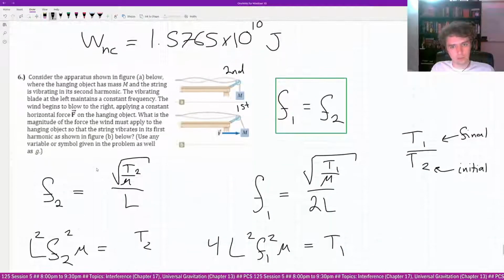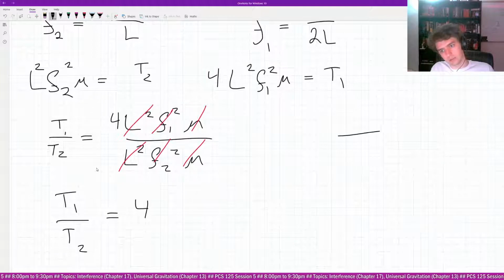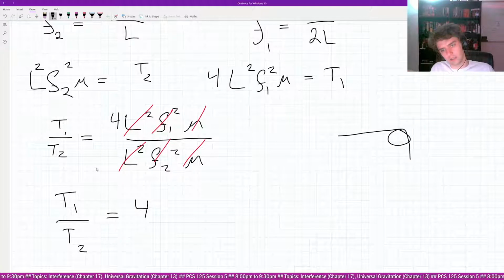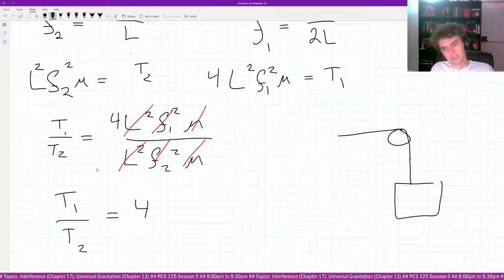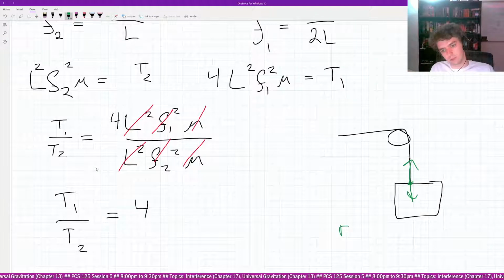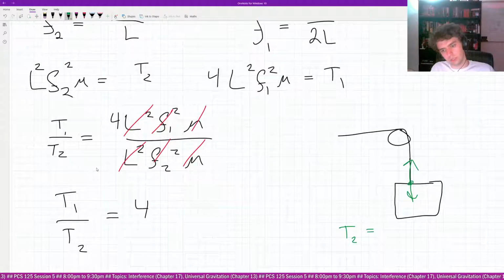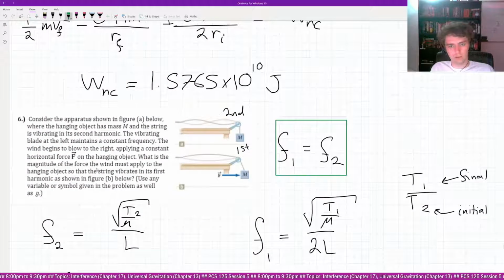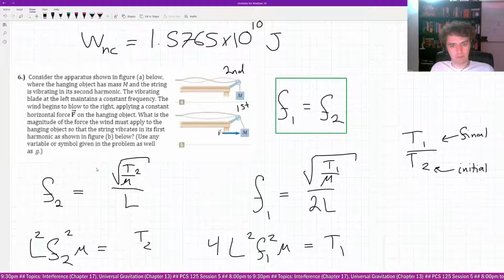So I'll quickly do a free body diagram. This is when we're in the first situation, but second harmonic. So all we know is that there's nothing happening here. It's just that the force of tension, we'll call it big T. So T2 equals mg, right? Big M for that.